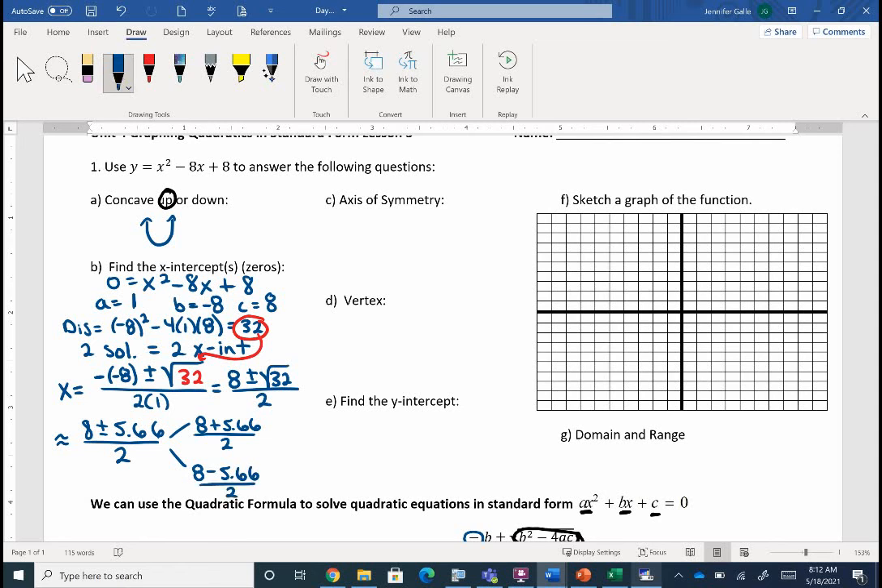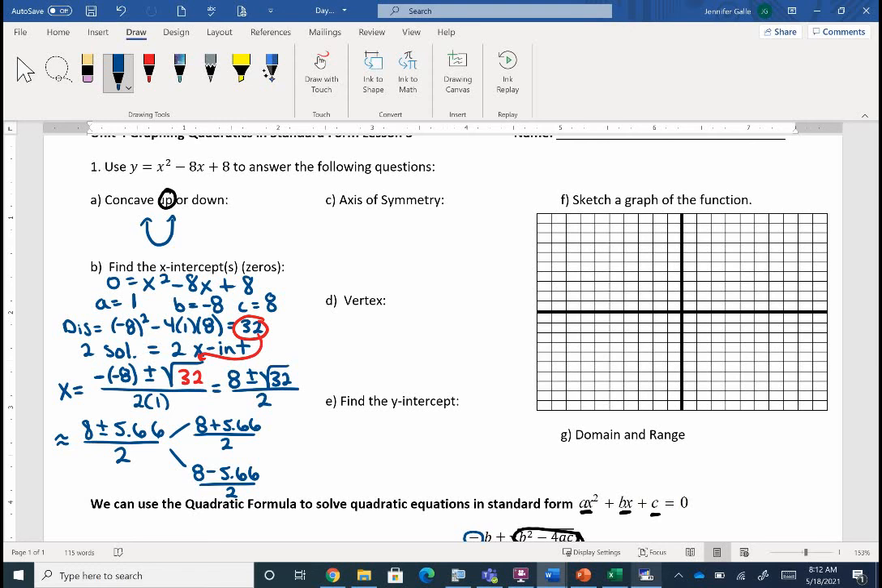Please be very careful. Look at the 2 that I have set up. The only thing that changes sign is the 5.66. The 8 is positive. The 2 is positive. The only thing that changes sign is the thing that follows the plus minus, which is the 5.66.